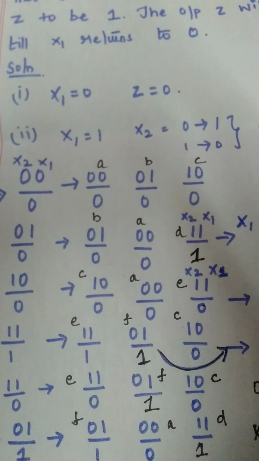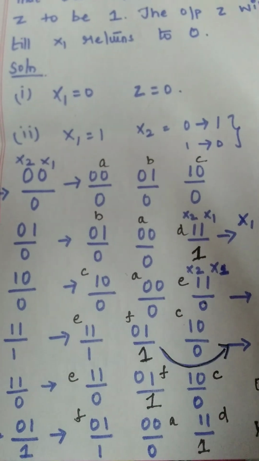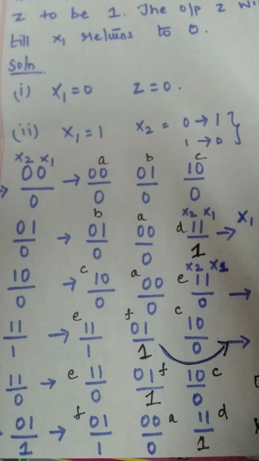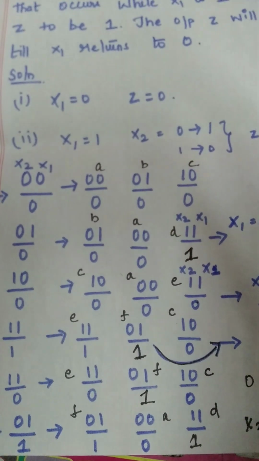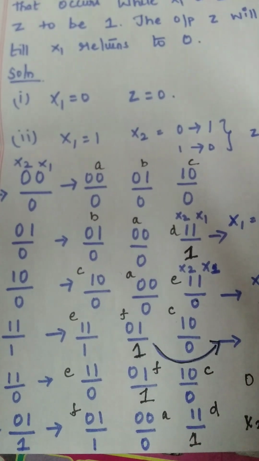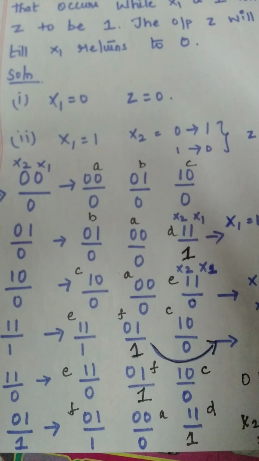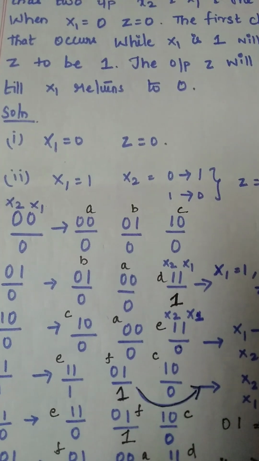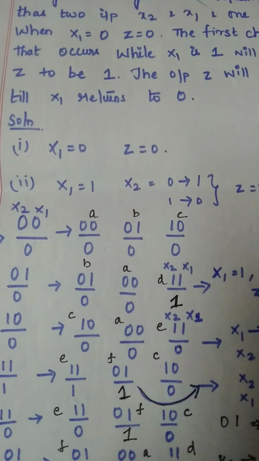So from initial state 0, 0, only one bit can change to avoid the critical race condition. If both the bits are changing, a critical race is occurring. So to avoid the critical race, from the initial state, any one bit has to change. So 0, 0 can change to 0, 1 or 1, 0 state.